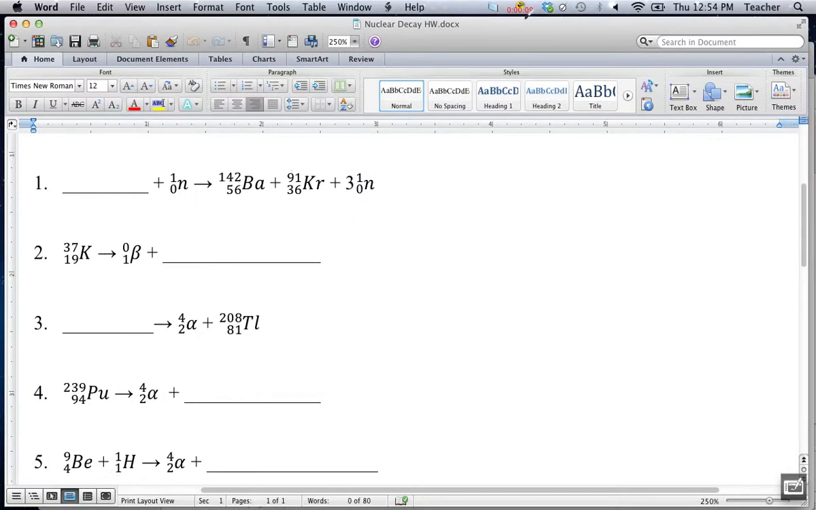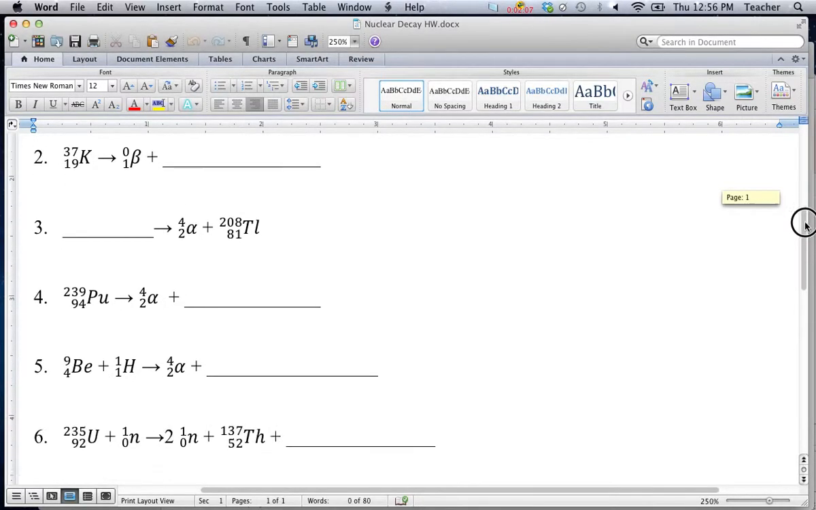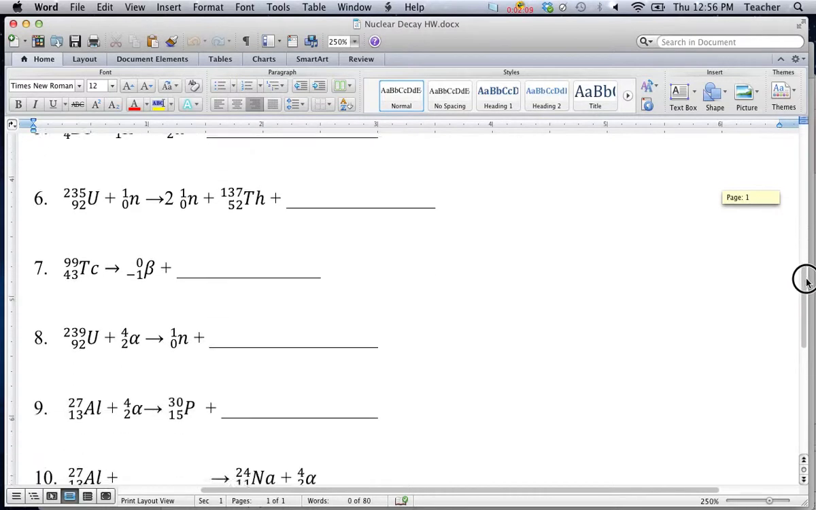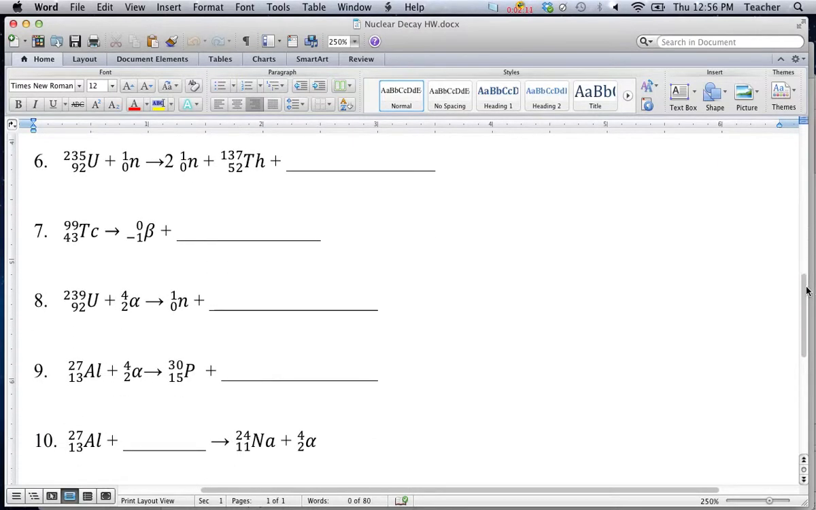All right, let me slide this down so we can do 6 through 10. Here we go. All right, with number 6, again we have to keep in mind that we have one of these coefficients. So that actually changes this to a 2 on top and a 0 on the bottom when we are balancing. So when I do that math, that turns this into a number 97 up on top with a 40 on the bottom, which is Zr.